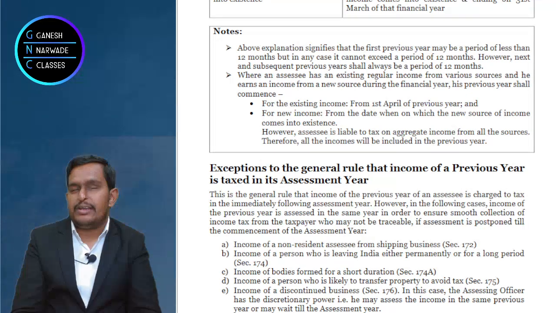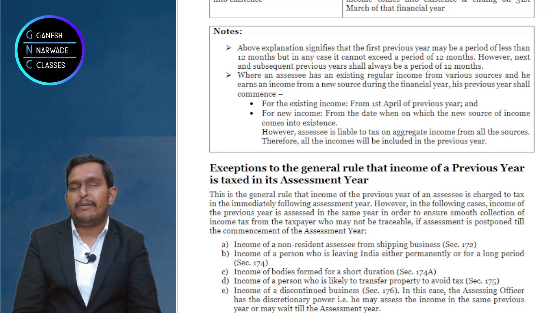So is it common or exception? Exception, right? There are 5 exceptions to the general rule. These exceptional situations tell that you earn income in the previous year and your previous year itself becomes the assessment year for those 5 cases. First case, let's discuss.